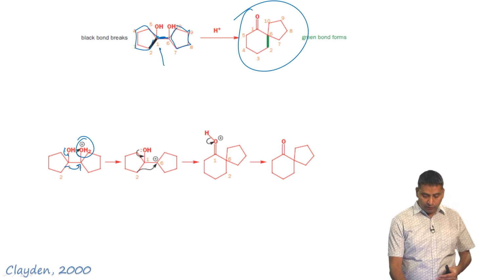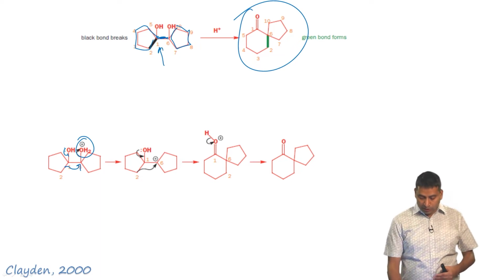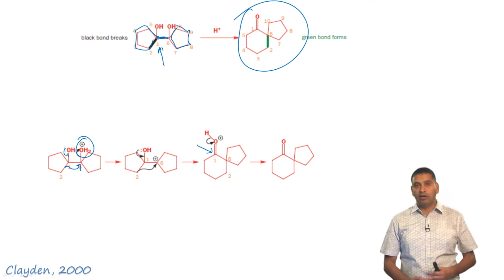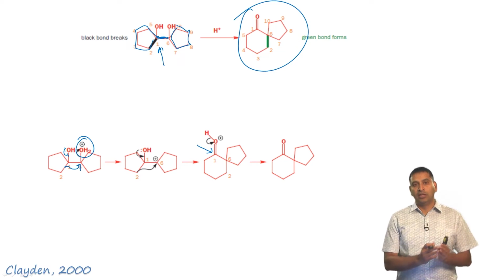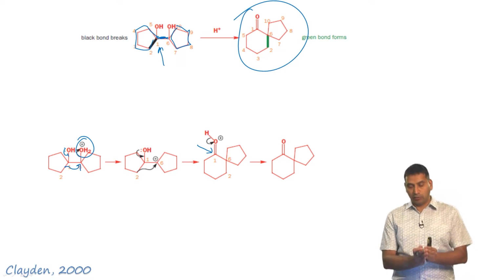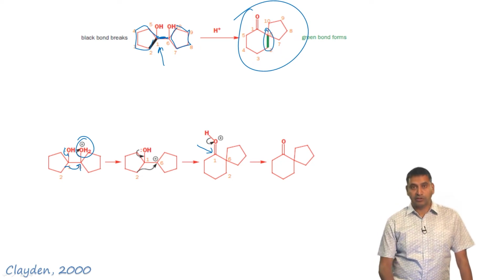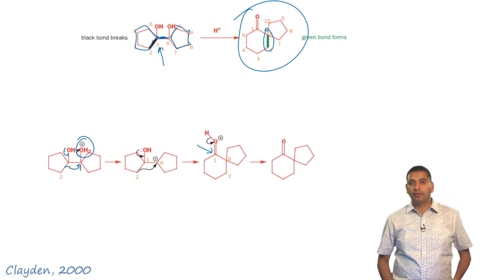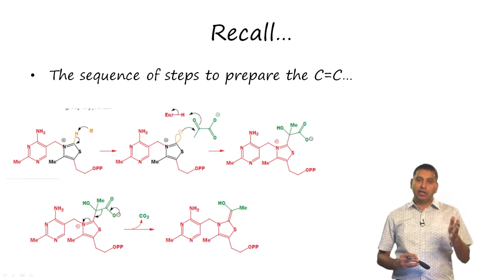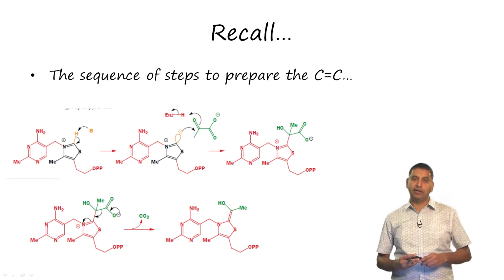So, if you see that this is carbon number 1 and this is carbon number 1, if you keep track of it, then you know that the carbon number 1, which has an alcohol initially, ends up with a ketone, and the bond that forms is between carbon 2 and carbon 6, which is shown here. Okay. So, now just to recall or put it in perspective of what we are looking at in thiamine.